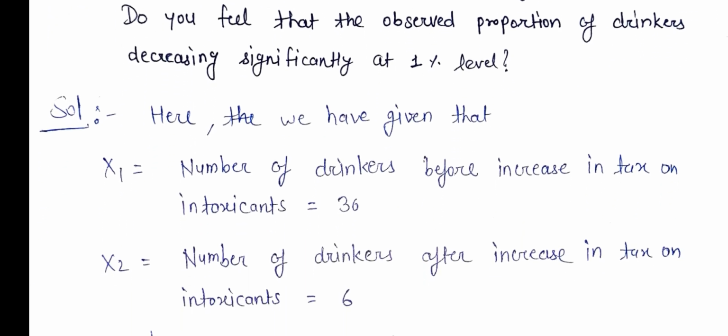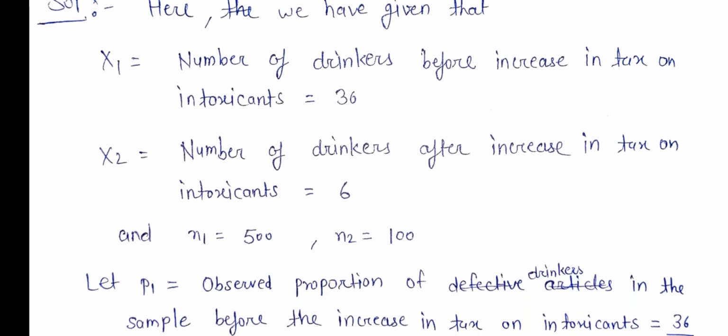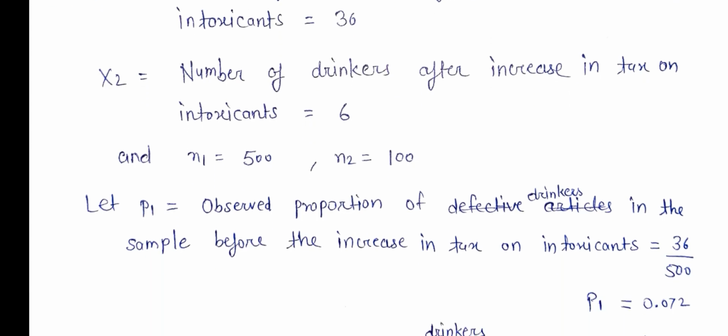So, what we have been given in the question. First of all, x1, the number of drinkers, is 36 here, and x2 is 6, the 6 persons in the 100. And n1 is equal to 500 and n2 is equal to 100.